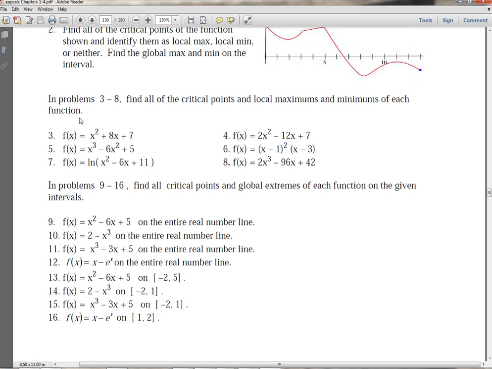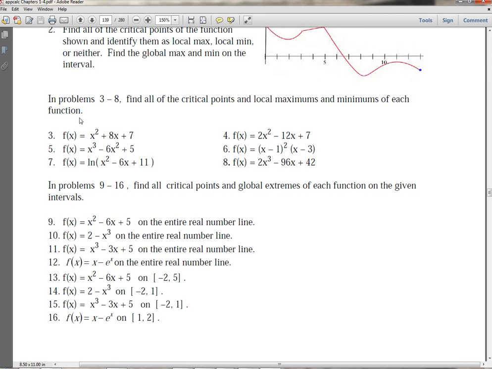So f double prime of x is 2. Is that less than 0, greater than 0, or equal to 0? Greater than 0. If it's greater than 0, is it a minimum or maximum or a point of inflection? It's a minimum. So this is our critical point, and it's a minimum. No messing around with the calculator required, and we have the exact point.